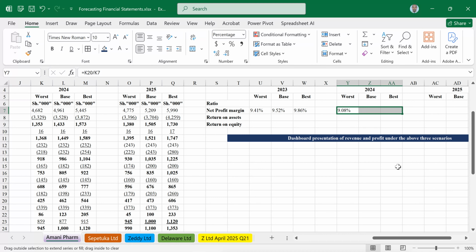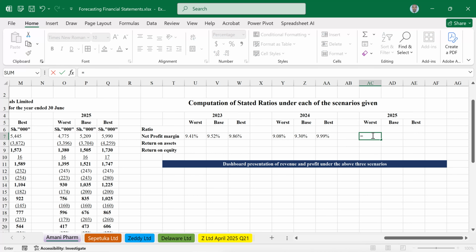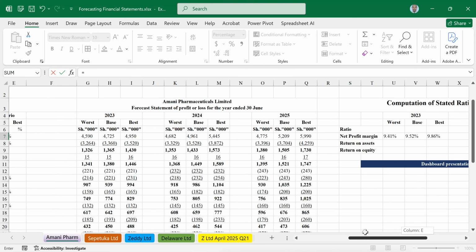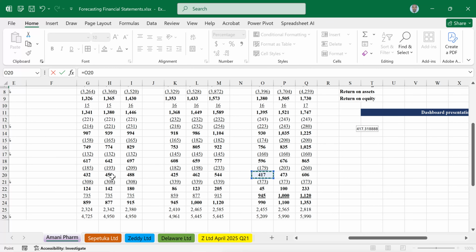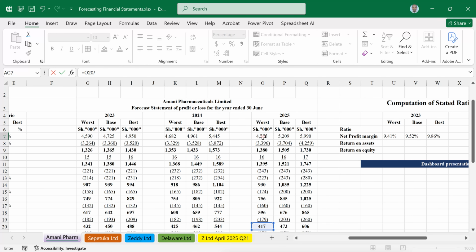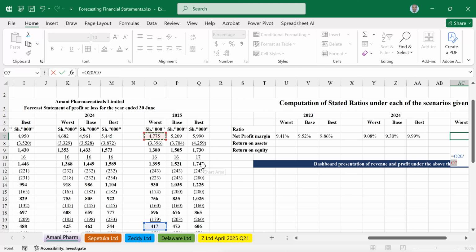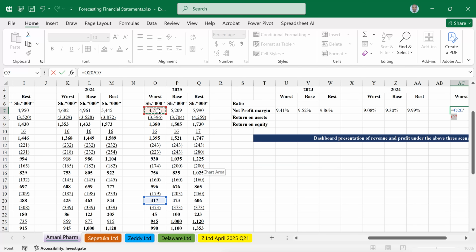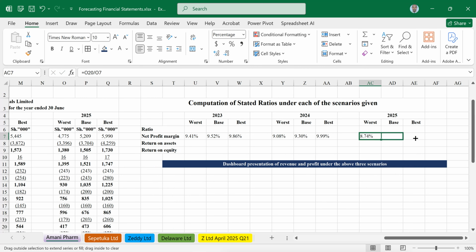Do the same for 2025. That will be equal sign. Look for profit in 2025. Profit is 417. Divide that with 4775. I hope that is profit exactly. Divide by sales. Enter. Then you can drag that across. Now I repeat, net profit margin is net profit over revenue, net profit over sales.